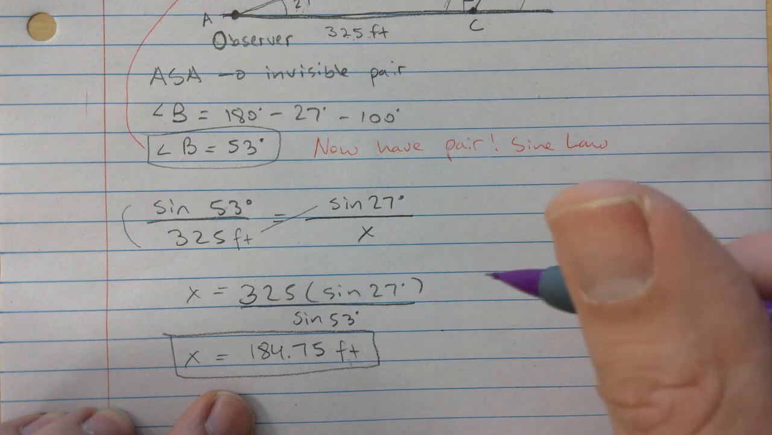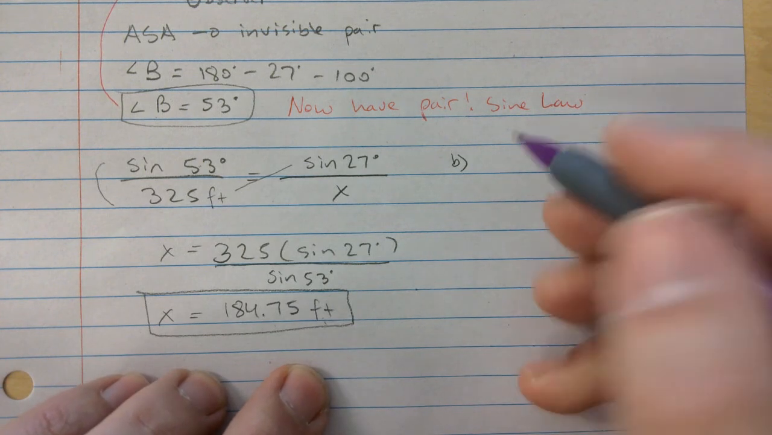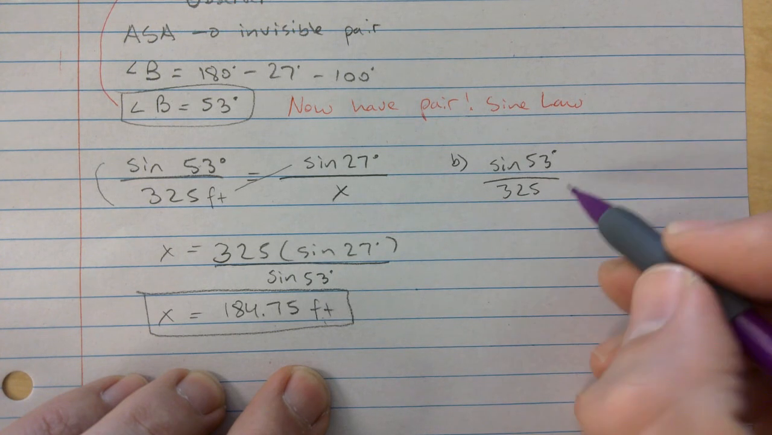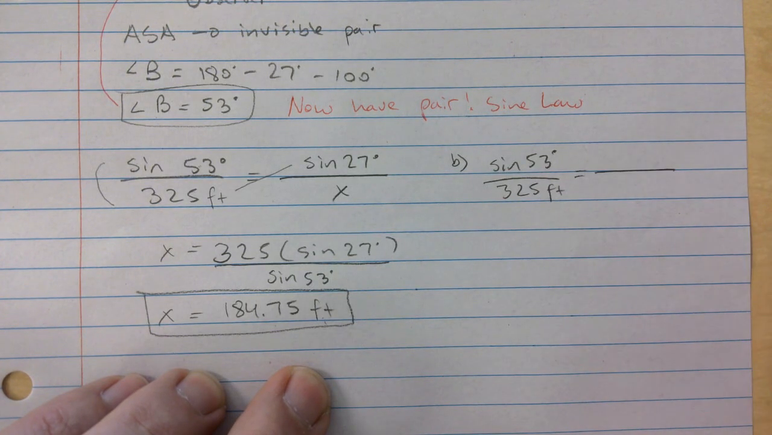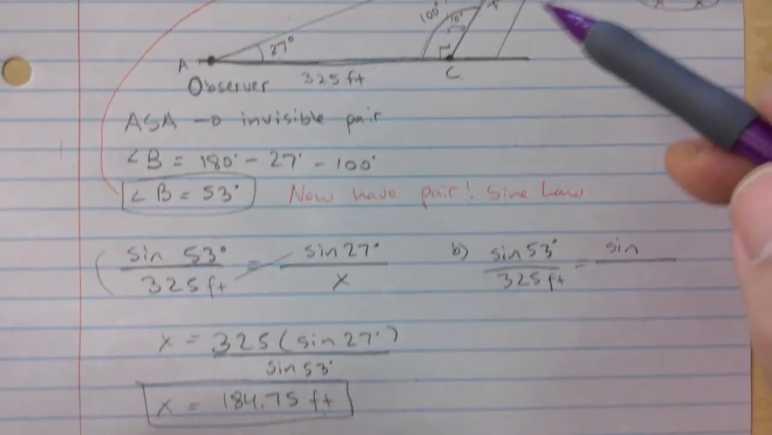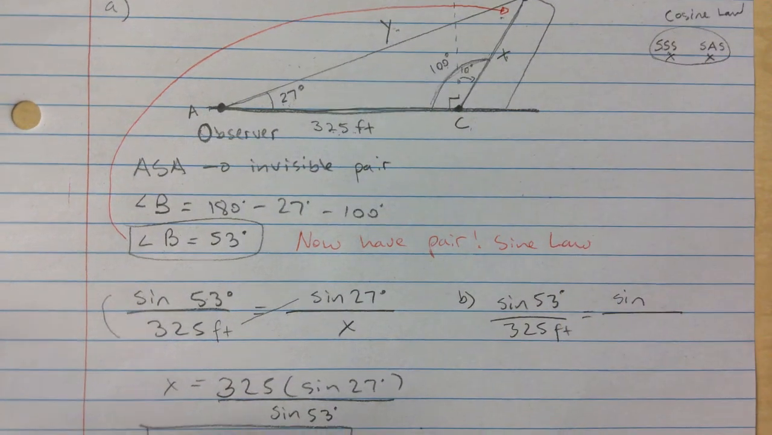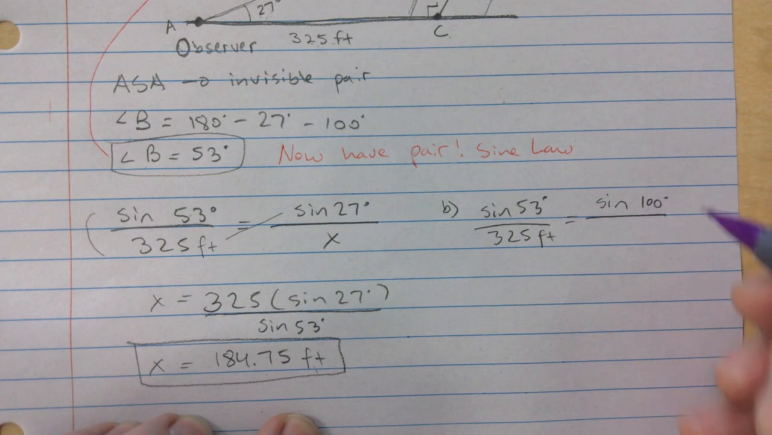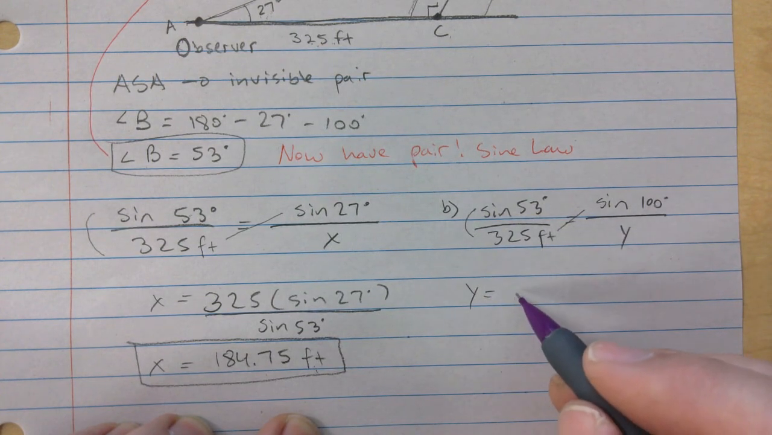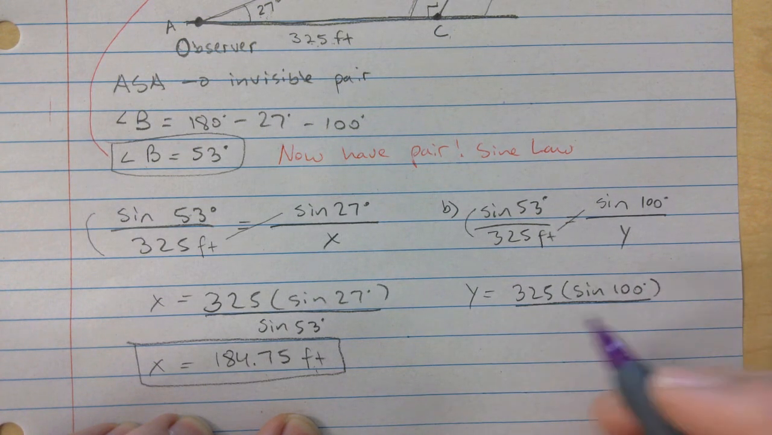So, and then B, we'll answer that here. Hopefully I'll have enough room on the side. Now we're going to start with the same pair, right? I'm starting at the same pair. If you have a known pair, leave it, right? And now I'm going to use sine of C. I'm going to use sine of 100 because it's going to allow me to find the side across from it that I want. So sine of 100 over y, cross multiply and divide again. 325 times sine of 100 divided by sine of 53.